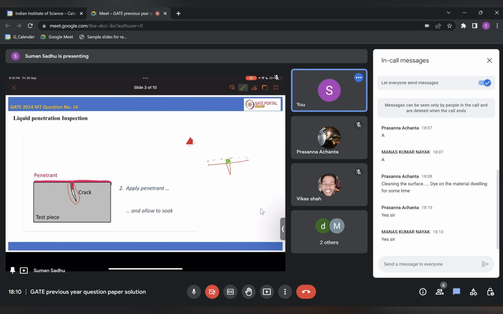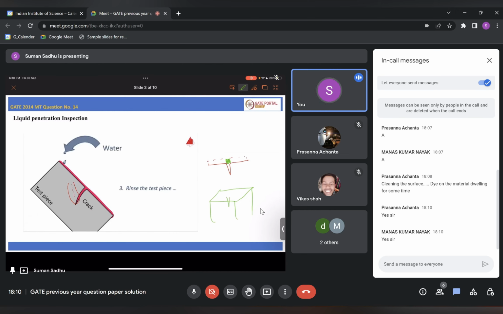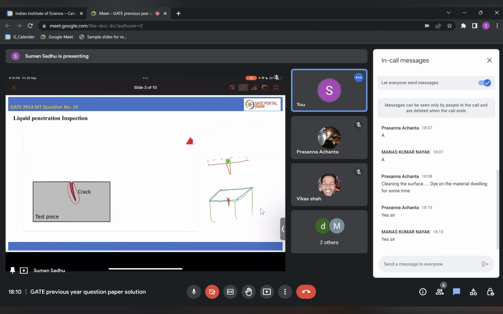So if you visualize it in three dimensions, let's say this is your sample, and there is a surface crack inside. Now if you apply the developer on the top, let's say the blue color is the developer and the red color is your penetrant. If there are multiple cracks, after some time you will see a red line or spot. If there is also an internal subsurface crack, there will be a line. The location of this colored region will show you the location of the crack.